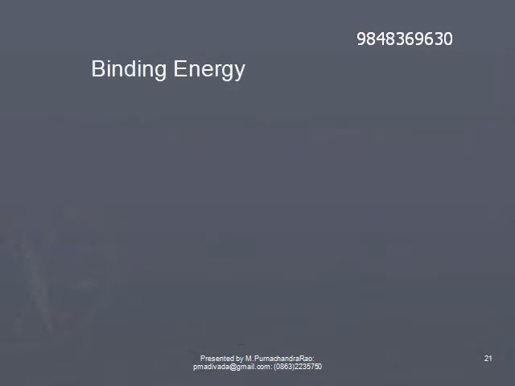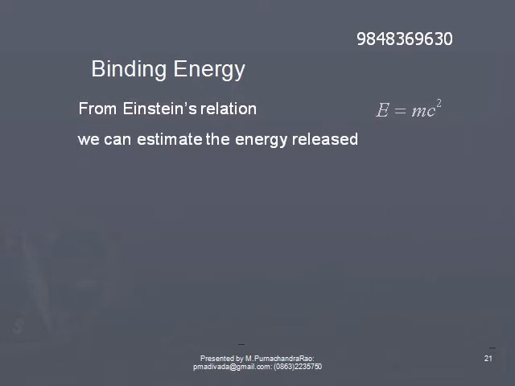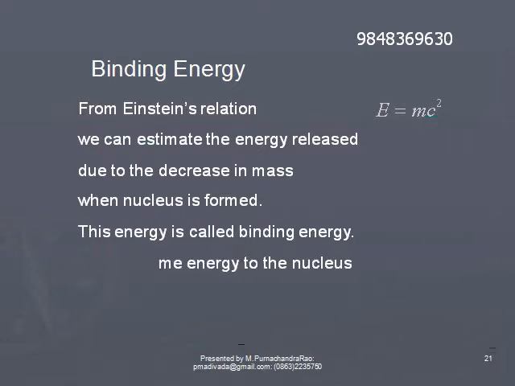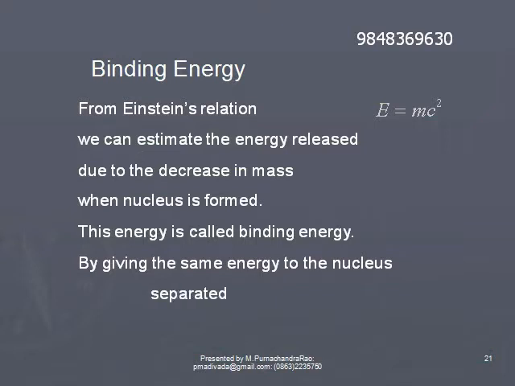Binding energy. We know some mass disappears when nucleons form into a nucleus. The decrease in mass is called mass defect, and we can estimate the energy equivalent to this mass defect from Einstein's relation E = mc². This energy appears as though it is binding the nucleons, so it is called binding energy. The energy which is equivalent to the mass defect is called binding energy.